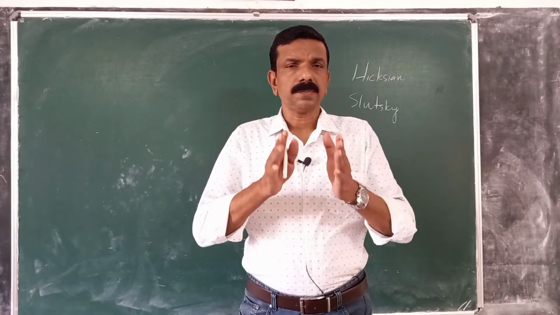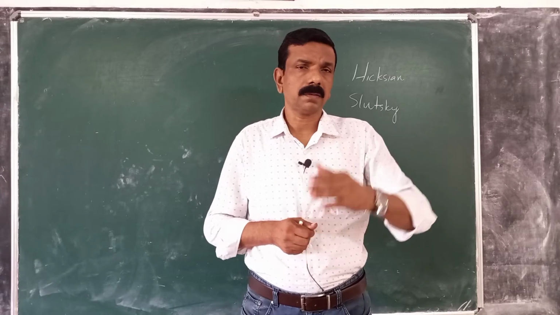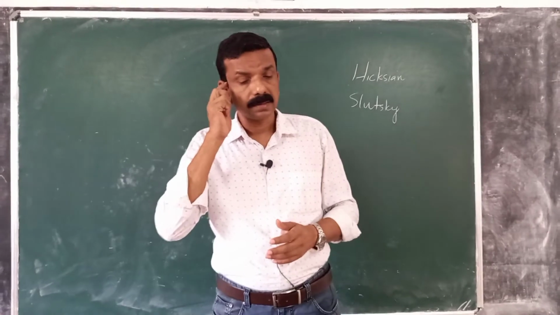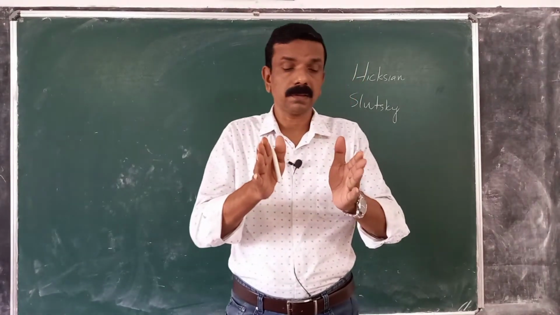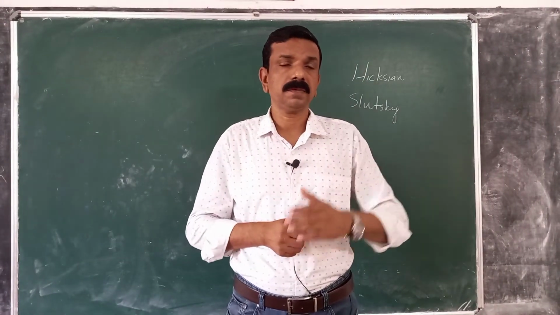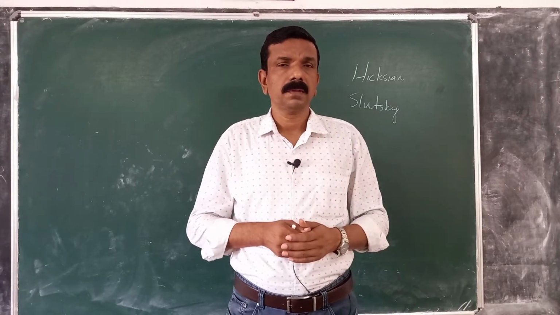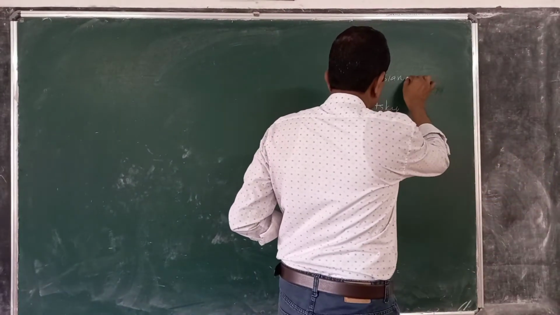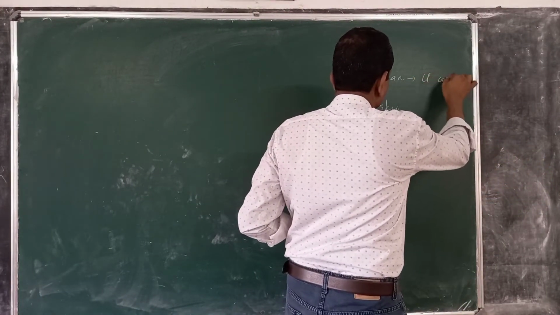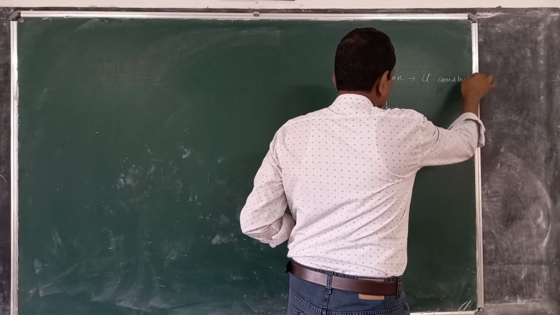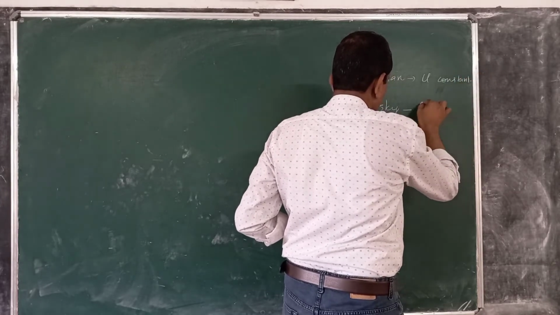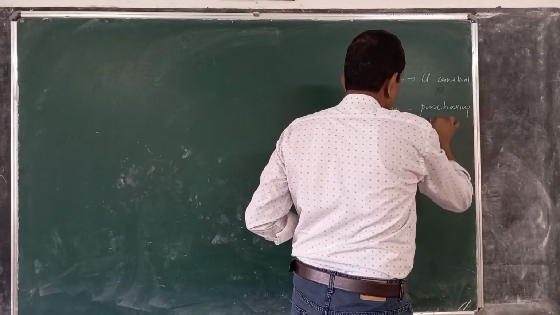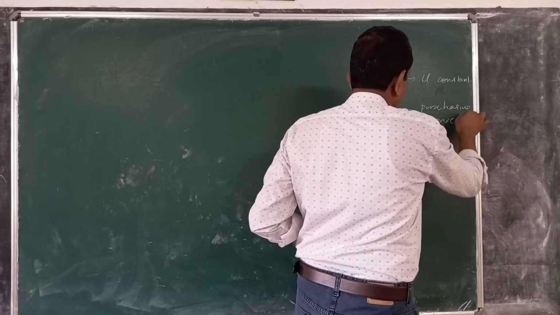Now, in the Slutsky's method, we compensate real income in such a way that the consumer can purchase the original consumption bundle if he wishes. So, in the Hicksian method, we keep utility constant, whereas in the Slutsky's method we keep purchasing power constant. That is the difference between these two approaches.